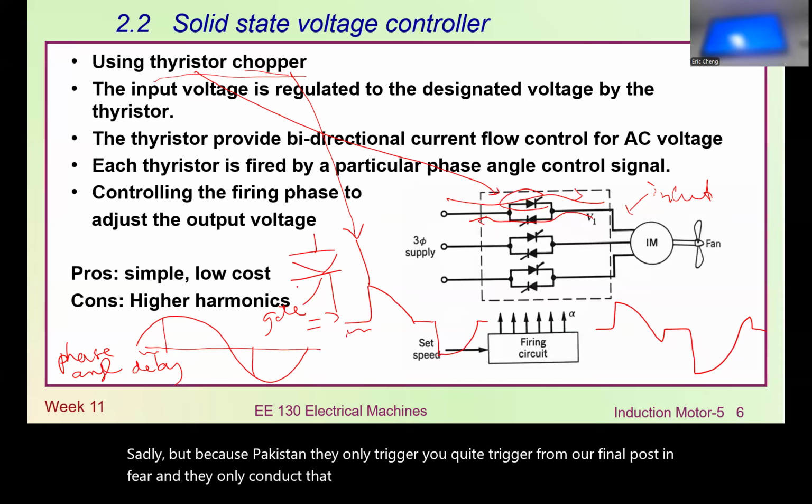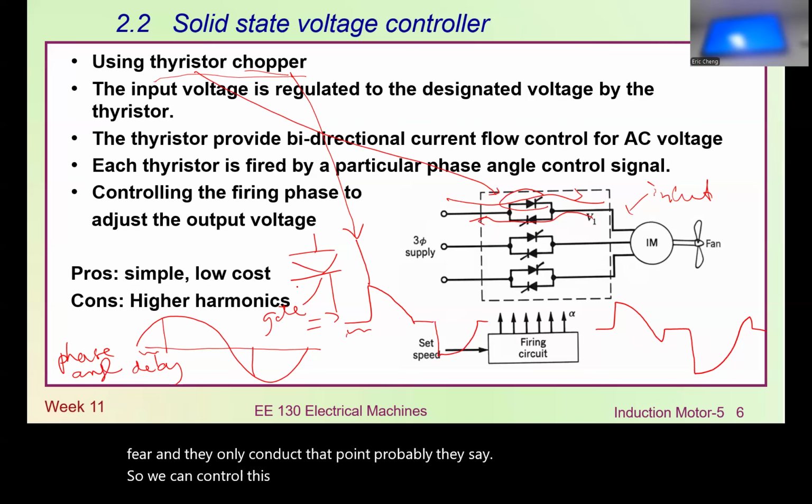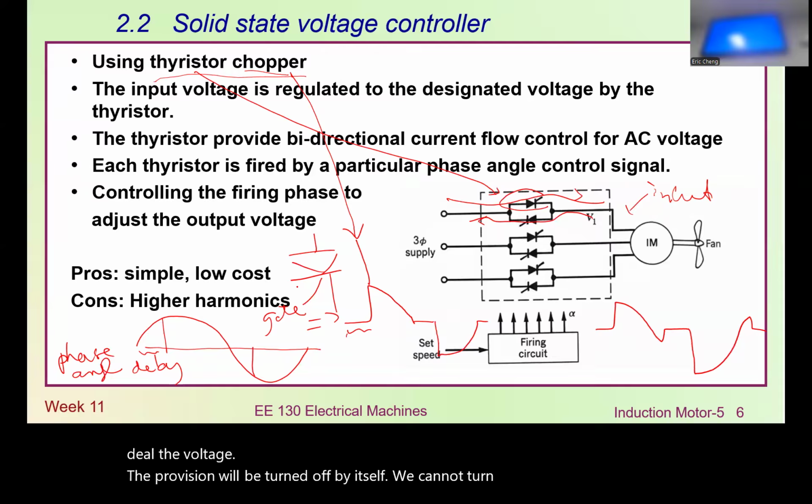Probably let's say 30 degrees, and later on another 30 degrees, up to 180 degrees, and obviously the voltage becomes less. So we can control this angle coming out from the firing circuitry, and therefore reduce the voltage. But strictly speaking, the thyristor will be turned off by itself. We cannot turn it off by using the gate. So it's a very special device.